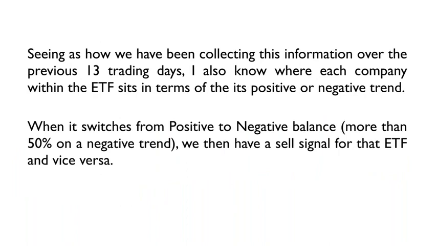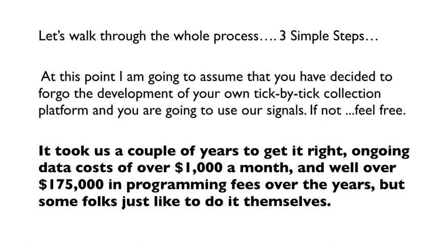So seeing as we've been collecting this information over the prior 13 trading days, we also know where each company within the ETF sits in terms of a positive or negative trend. When it switches from positive to negative balance, more than 50% on a negative trend, we then have a sell signal for that ETF, and vice versa. So let's walk through the process in three simple steps.